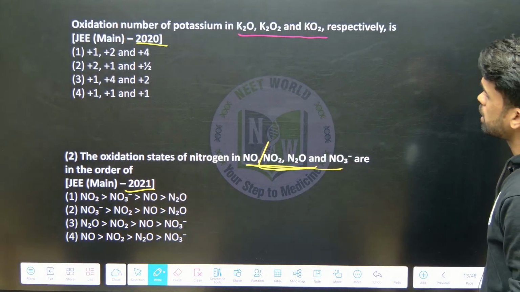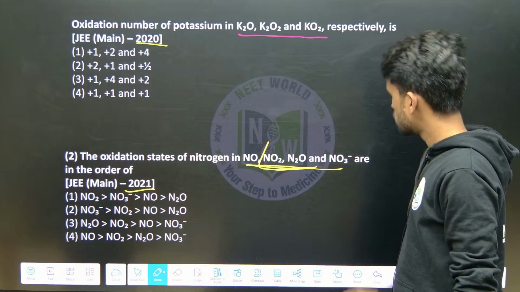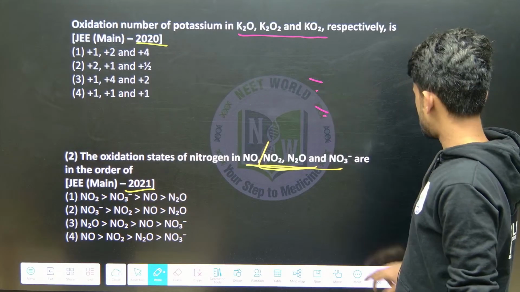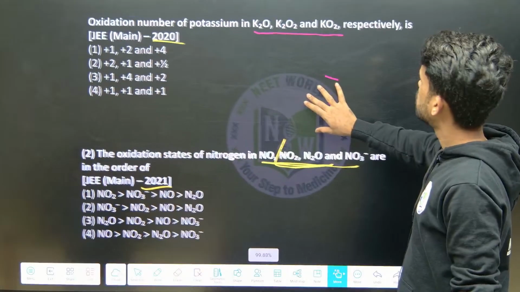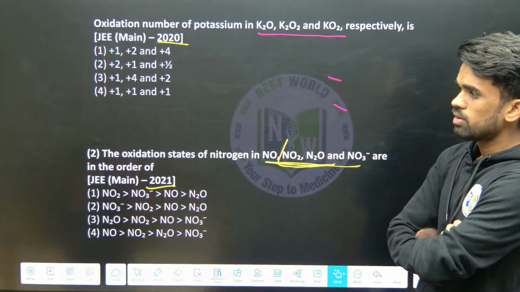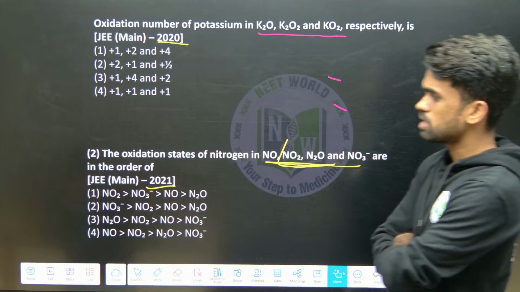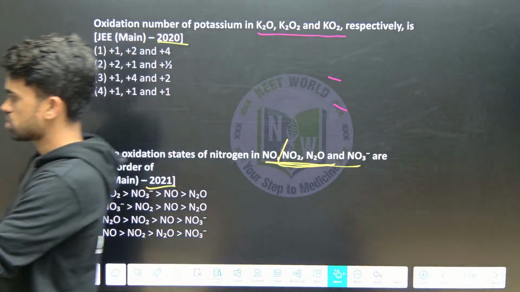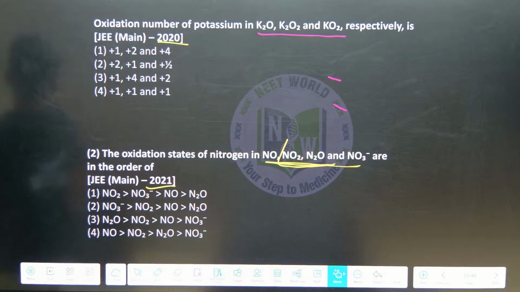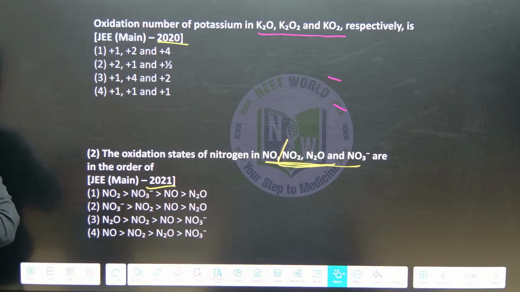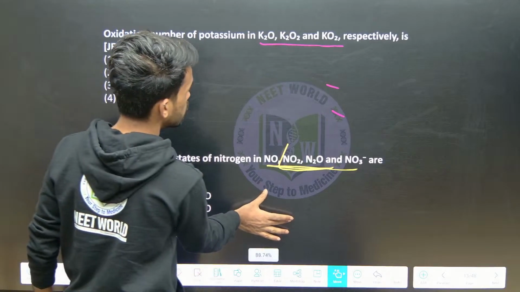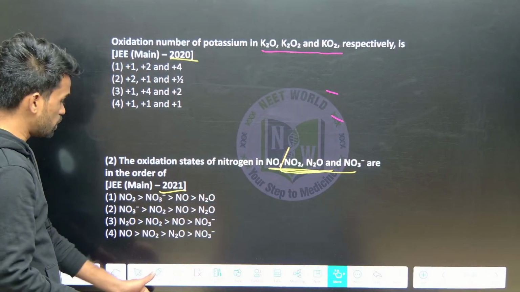Okay, now let me give you a few questions from JEE. Yeah, tell me for this, what is the oxidation state of potassium in this case? From the discussion only you can answer that without any confusion. Not oxygen, be conscious of what they are asking. They are asking for potassium, right?